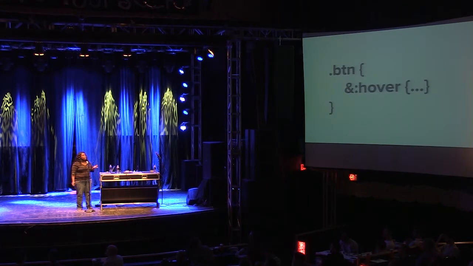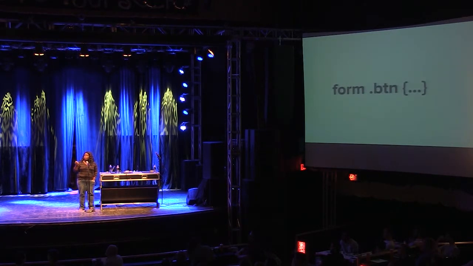An example of this, usually how it's most likely used, is with pseudo-classes, either a hover or an active or a focus state. And this would output to button:hover. You can also either prepend or append the selectors, and this is what the output of that would look like.